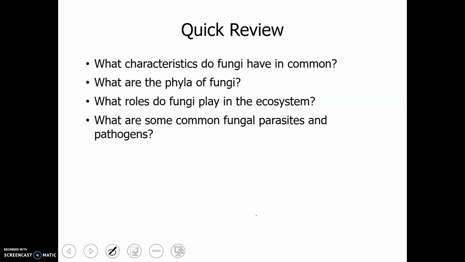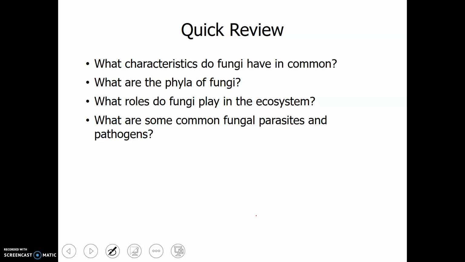What are the phyla of fungi? Okay, let's see if I can name them. The Zygomycota, Basidiomycota, Glomeromycota, Ascomycota, Chytridiomycota. I think I got them all, but if I didn't, I'm sorry. What roles do fungi play in the ecosystem? We talked about they're decomposers, and that's the main role that they play.